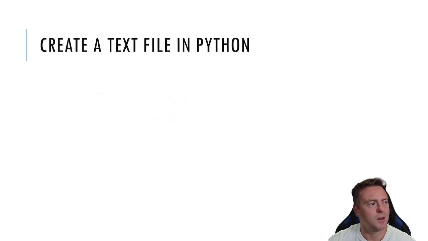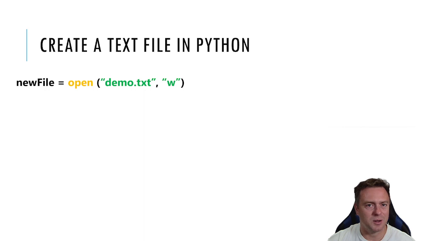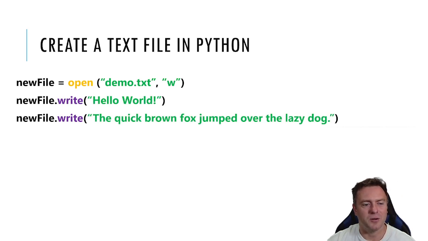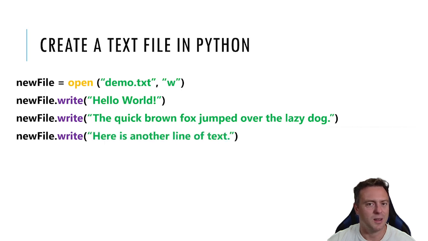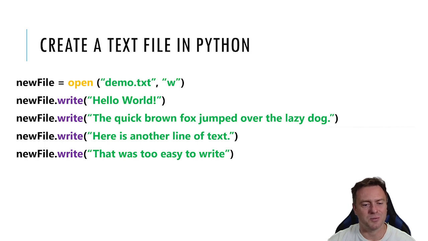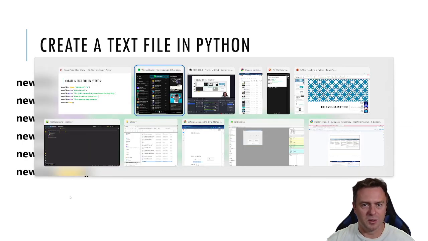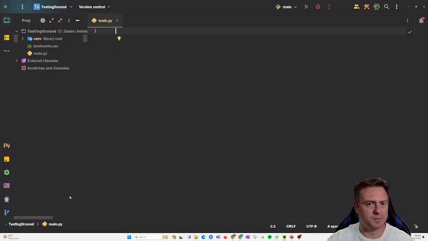So how do you create a text file in Python? We're going to go through and do that now. We're going to go, a new file is equal to open demo.txt, W. So it's going to create the new file. We're then going to write hello world. We're then going to write the quick brown fox jumped over the lazy dog. Then we're going to write, there is another line of text. And then we're going to write this, that was way too easy to write. And then we're going to close the file. So I'm going to open up PyCharm and we're going to build this code.